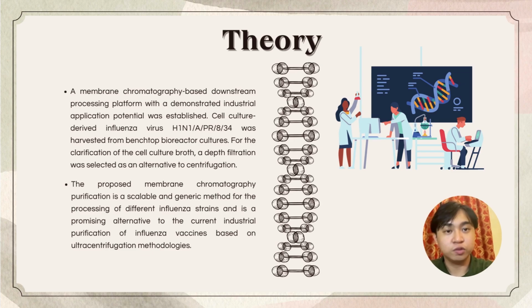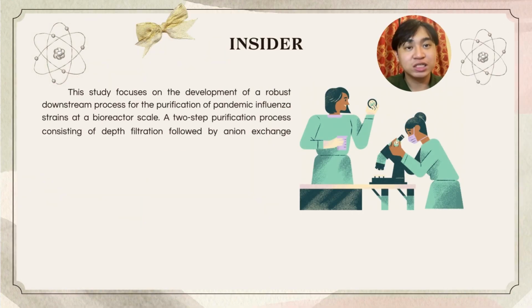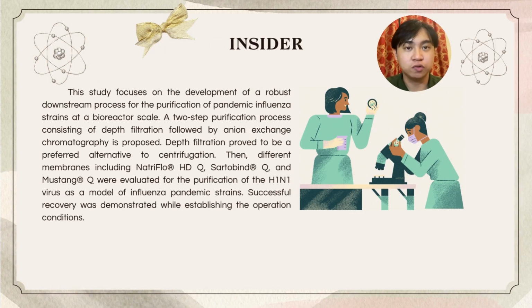The proposed membrane chromatography purification is a scalable and generic method for the processing of different influenza strains and is a promising alternative to the current industrial purification of influenza vaccines based on ultra-centrifugation methodologies. This study focuses on the development of a robust downstream process for the purification of pandemic influenza strains at a bioreactor scale. A two-step purification process consisting of depth filtration followed by anion exchange chromatography is proposed.